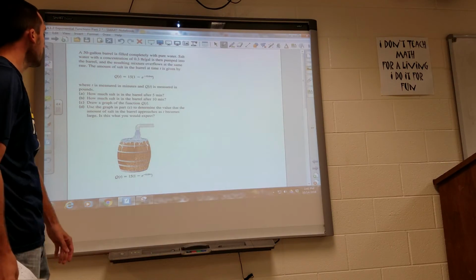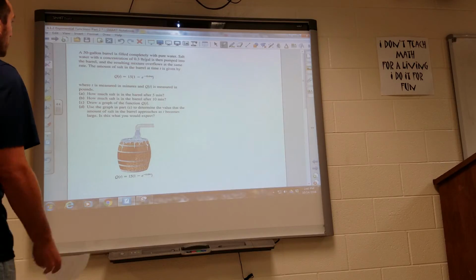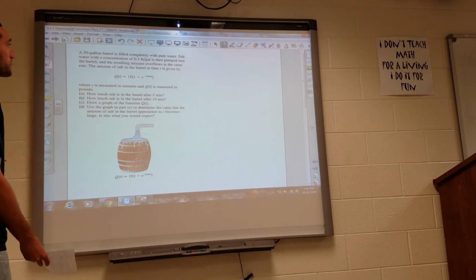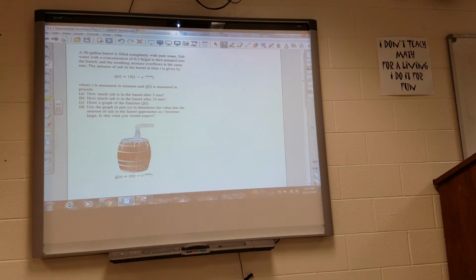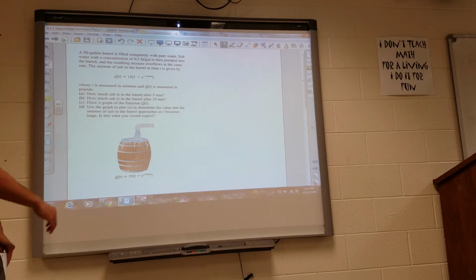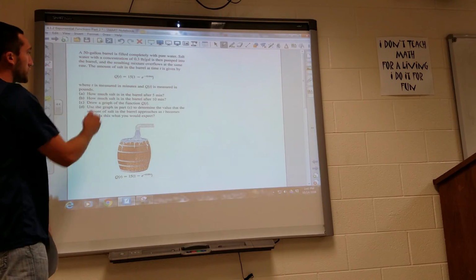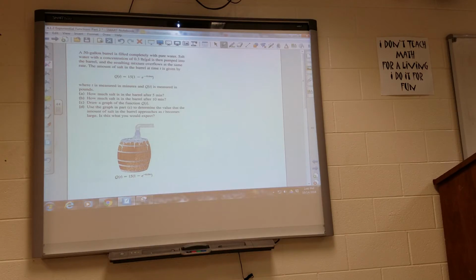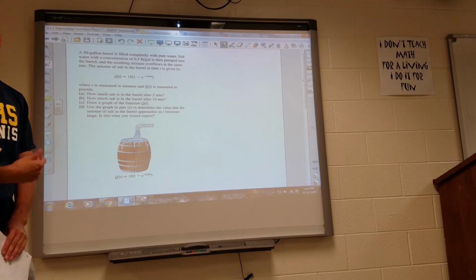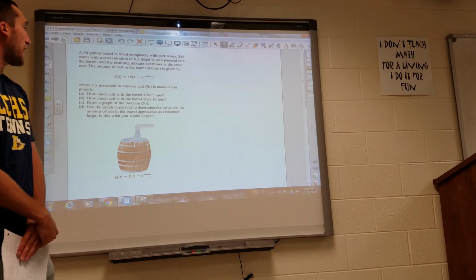Finally, we have a 50-gallon barrel. It's filled completely with pure water. Salt water with a concentration of 0.3 pounds per gallon is then pumped into the barrel. The resulting mixture overflows at the same rate, so the same amount we're putting in comes out. The amount of salt in the barrel at any time t, so at any time while we're putting this water in, the amount of salt is given by this equation, where t is measured in minutes and Q of t is measured in pounds. So the amount of salt is measured in pounds. So the first question asks us, how much salt is in the barrel after 5 minutes?